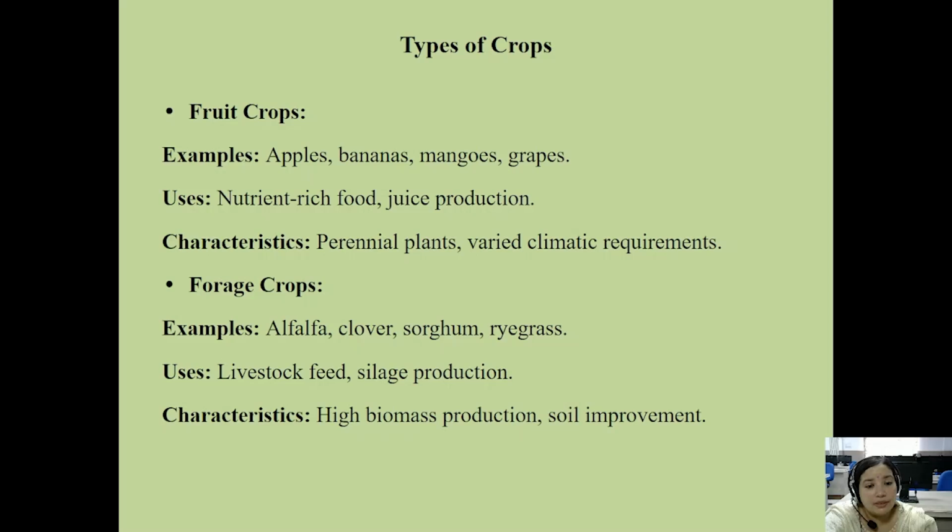Forage crops, the examples are alfalfa, clover, sorghum, ryegrass. Uses are livestock feed and silage production. Characteristics are high biomass production and soil improvement. These are the characteristic features of forage crops. Examples are clover, sorghum, ryegrass, and alfalfa. And uses are for livestock feed and for silage production. We can use these forage crops.